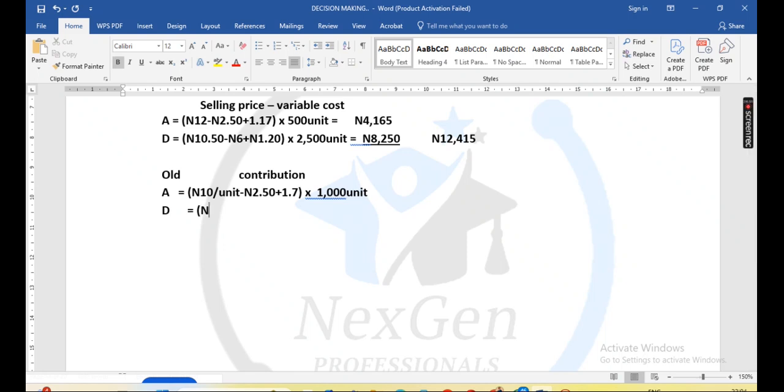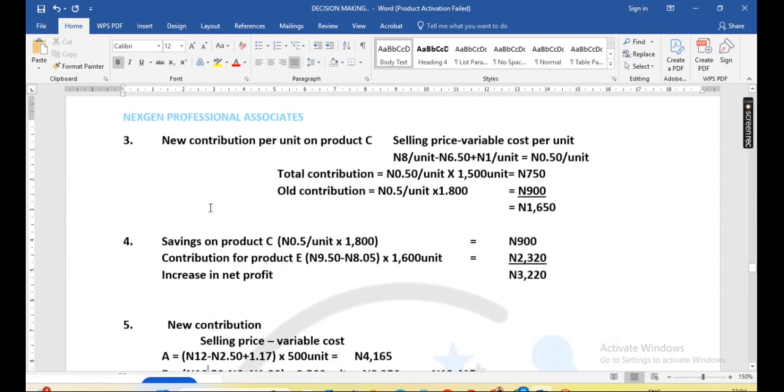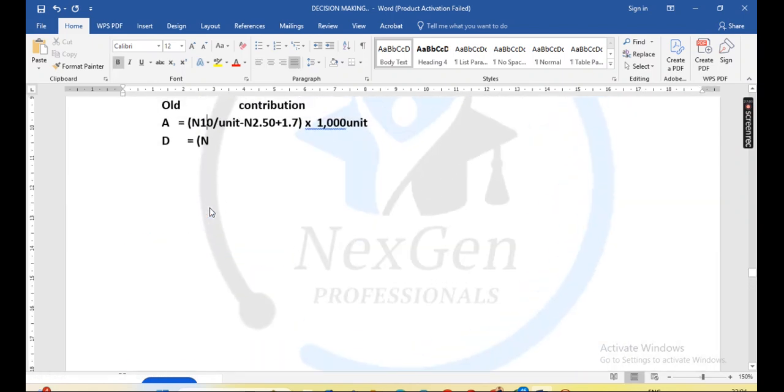What is the selling price for D? 11 naira. Okay, 11 naira. Minus, what is the variable cost? 6 naira and 1.2. 6 naira plus 1.2. So what is the unit? 2,000.